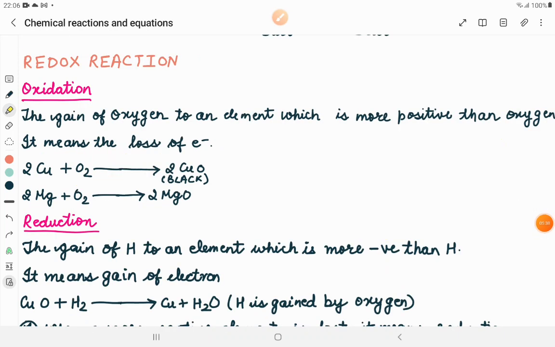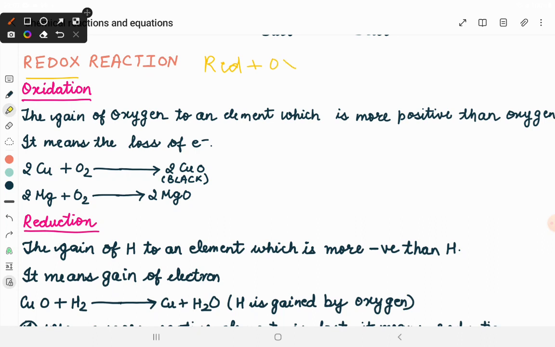Now let us learn about the next heading, that is redox reaction. Now this is again an important one, a type of new lesson only. We are going to start with a new lesson. So this is a redox reaction. Basically you need to understand the meaning of redox reaction. From the root words red plus ox, red stands for reduction and ox stands for oxidation. So any reaction where reduction and oxidation take place is known as a redox reaction.